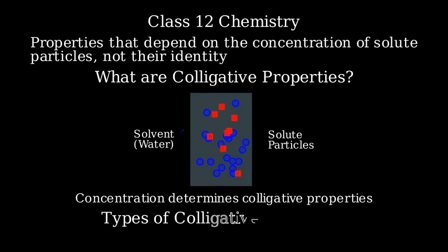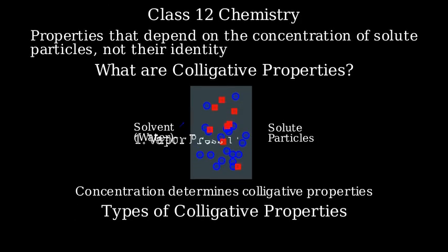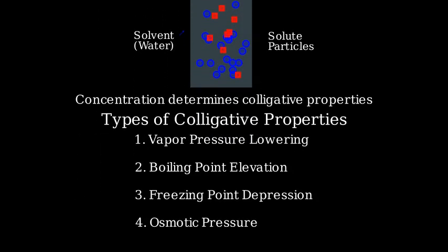There are four main types of colligative properties. First, we have vapor pressure lowering. Second, boiling point elevation. Third, freezing point depression. And fourth, osmotic pressure. Each of these properties is affected by adding solute to a solvent, and the magnitude of the effect depends on how many particles are dissolved.